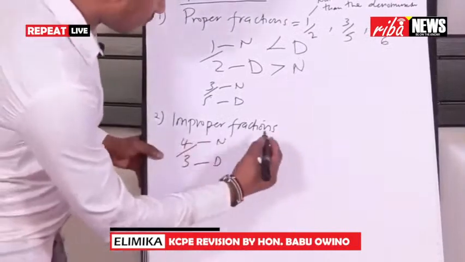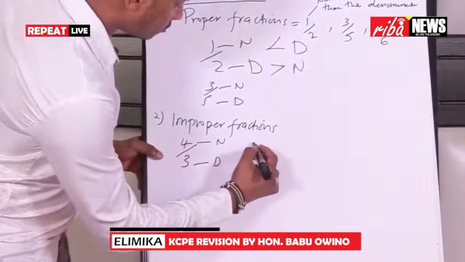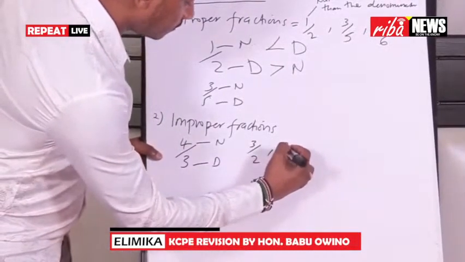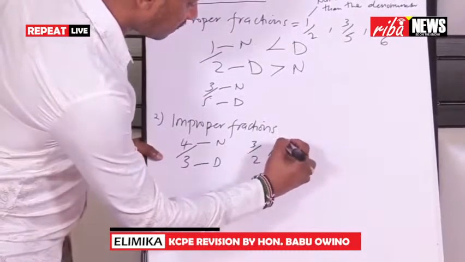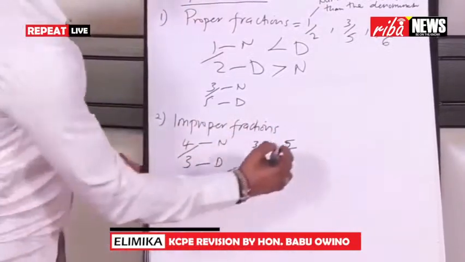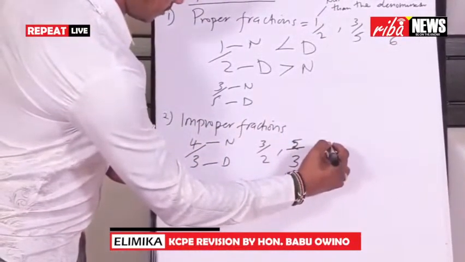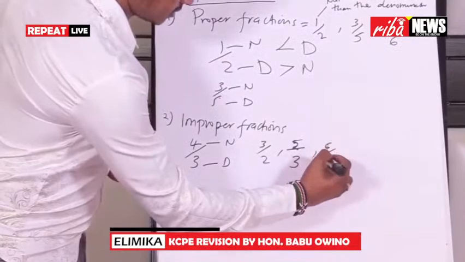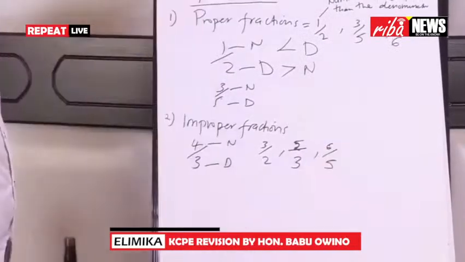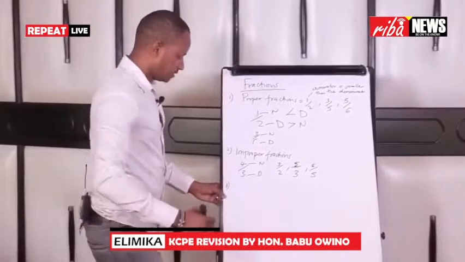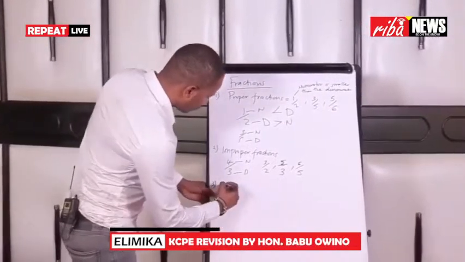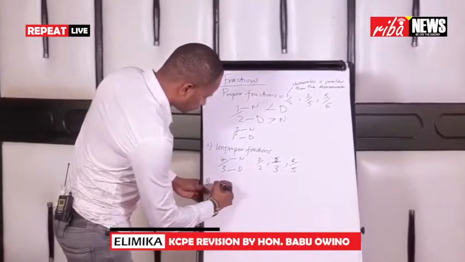So examples of improper fractions are 3 over 2, 5 over 3. It is improper. 6 over 5, improper fractions. Then the next type of fraction, again, is mixed fractions.